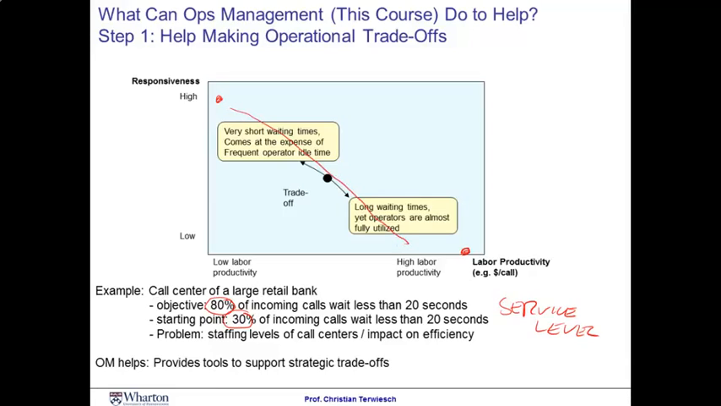But one of the things that we'll discuss in this course is how you can use the tools in this course to really position yourself on this graph, because every business needs a different position in terms of the service level, and the managerial decision is how many employees you would want to hire on a given shift.